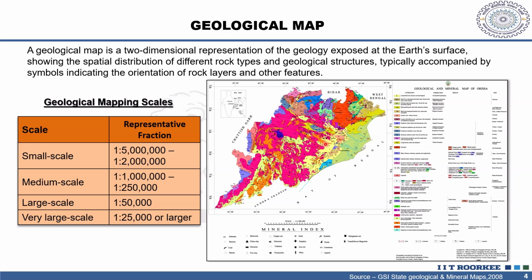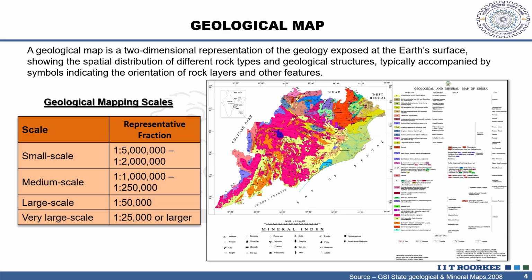Maps might be 1 is to 50,000 or 1 is to 1 lakh. It can be anything, as I have shown here: the different scales like small scale, medium scale, large scale, or very large scale. So what does this actually mean? This means one unit on the map equals that many units in reality. Here 1 is to 50,000 means one unit on the map equals 50,000 units in reality. So that is the geological mapping scales.